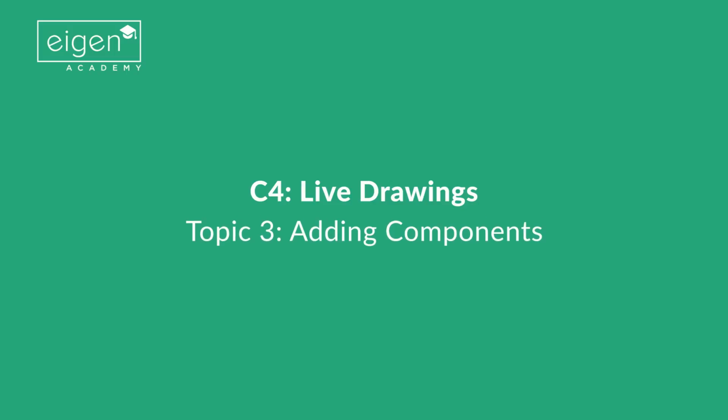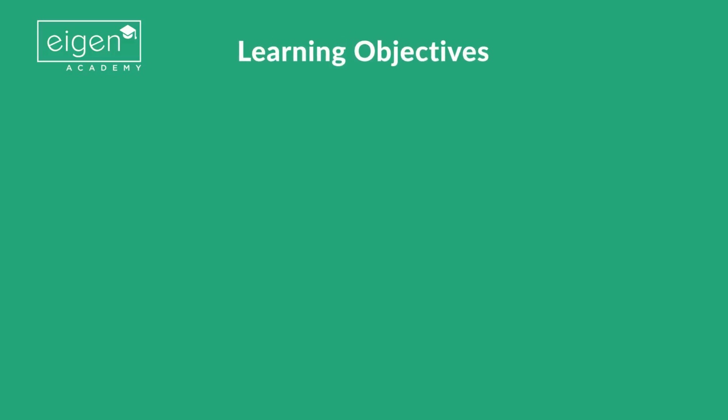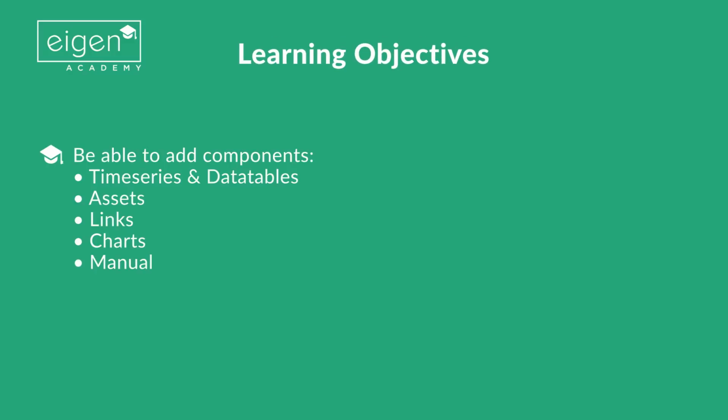Lesson C4, Live Drawings, Topic 3, Adding Components. The learning objectives for this topic are to be able to add components to a live drawing. We're going to look at time series and data tables, assets, links, charts, and manual data entry components.